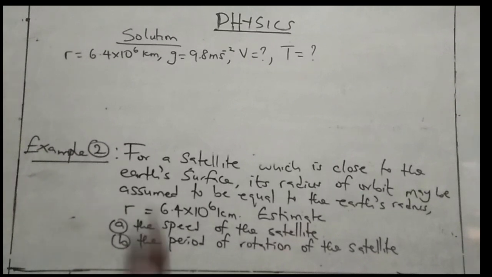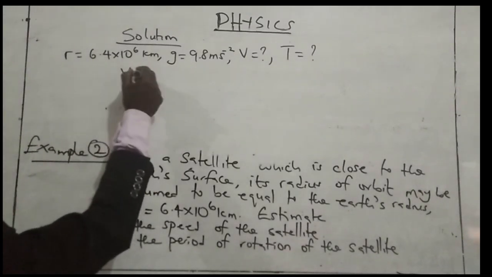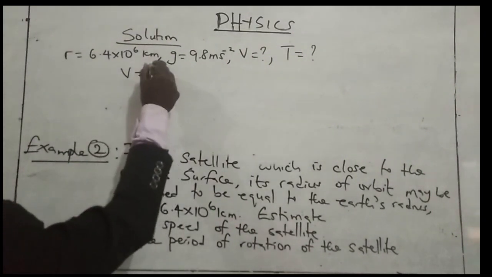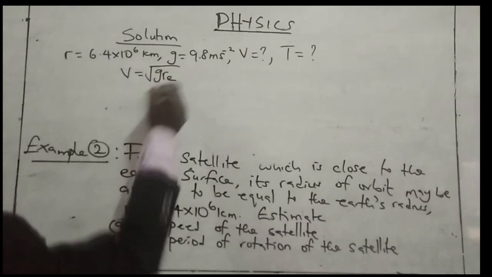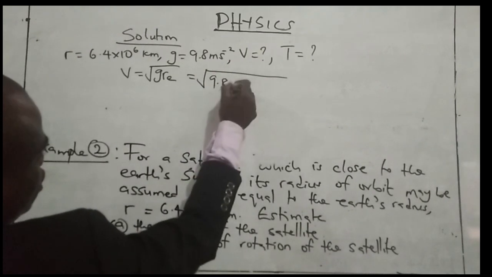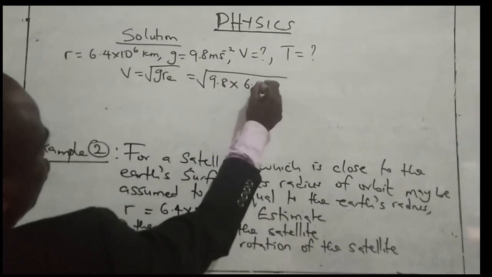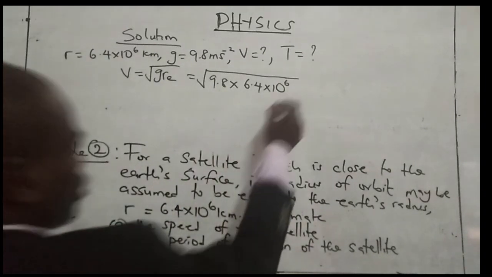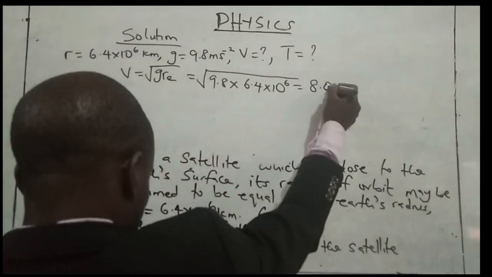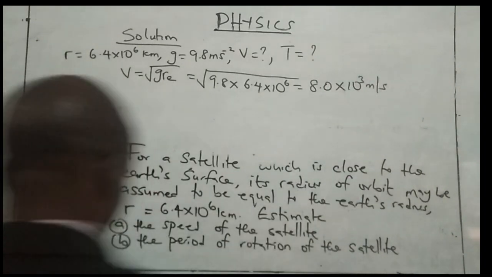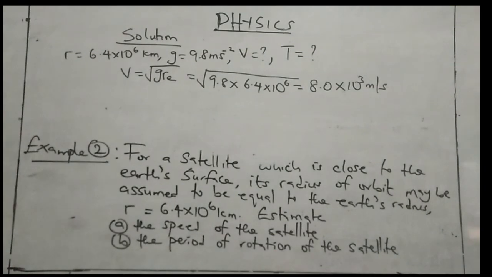In the last class, we made the derivation of the velocity, the speed at which the satellite moves, which is the square root of gR_E. Just make your substitution directly: 9.8 times 6.4 times 10 to the power 6. When you press your calculator, you have 8.0 times 10 to the power 3 meters per second. Take note of the units.